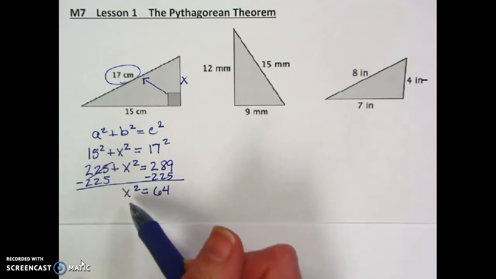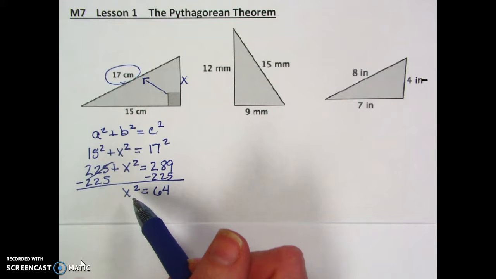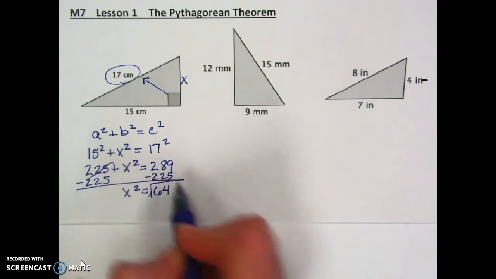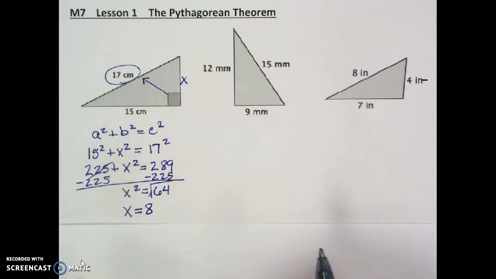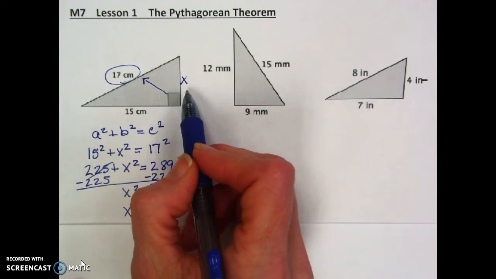And then does anybody remember how I unsquare something? What is the opposite of squaring? Square rooting. I want to take the square root of it. So x would equal 8 when I square root it. So this missing side over here is 8.